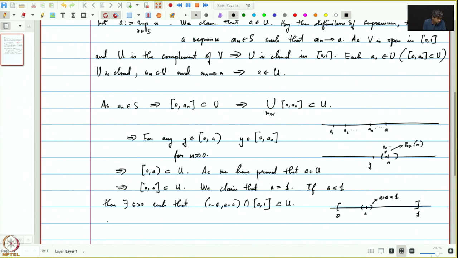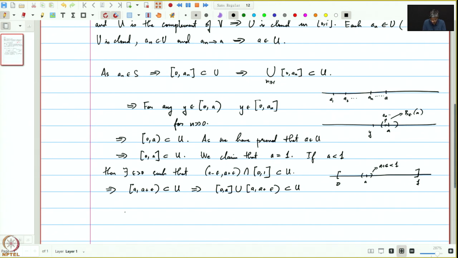So this implies that this half open interval [0, A) is contained in U, and we already know [0, A] is contained in U. So therefore the union with epsilon is contained in U, which implies that [0, A + epsilon) is contained in U. So this is epsilon by 2; the interval up to A + epsilon by 2 is completely contained in U.